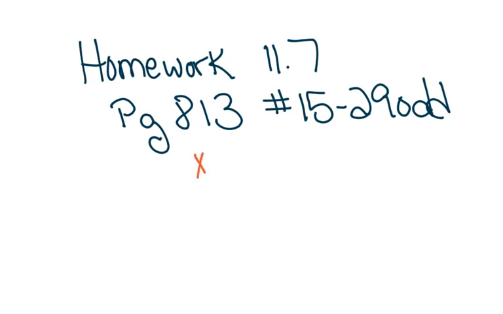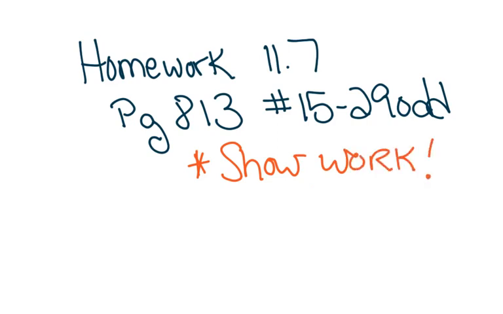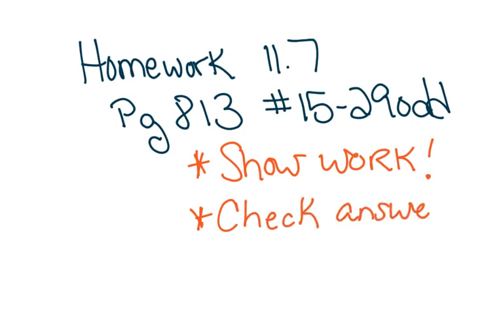So homework for this section, we are on page 813 and we are doing 15 through 29 odd. As a reminder, show work. You must. If there is no work, there will be no credit. Second thing, don't forget to check your answers. You can check your odd answers in the back of the book. So if you see that you get an answer wrong, go back and see if you can fix it before you submit your homework. If you can't fix it and you don't know what you're doing wrong, go ahead and submit it and we'll help you guys out. But please, again, show your work and check your answers.